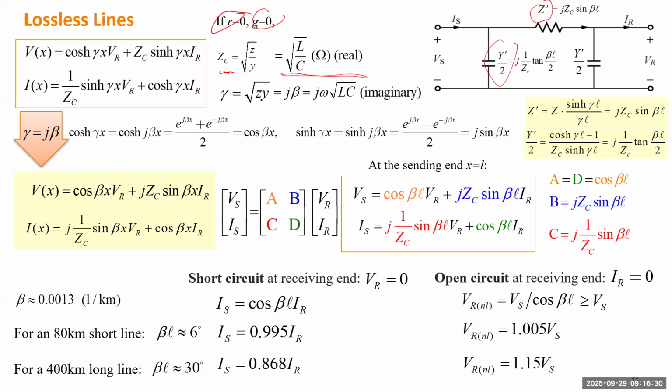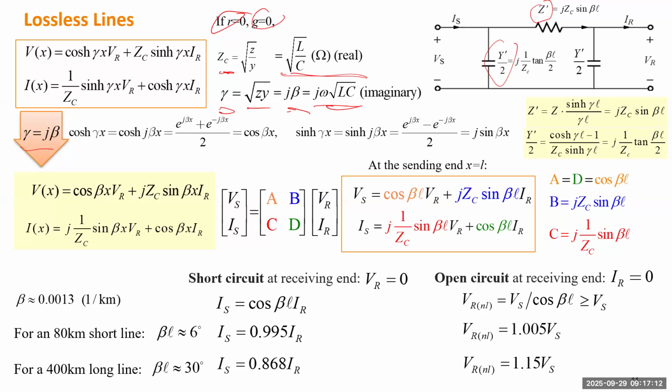So gamma is defined to be the square root of product of Z and Y. When we ignore R and G, both Z and Y will be a purely imaginary number. So the square root will become a purely imaginary number as well. The imaginary part is called beta. And so if we ignore the resistance and conductance of lines, gamma will be simply just j omega times the square root of the product of L and C. So it's purely imaginary.